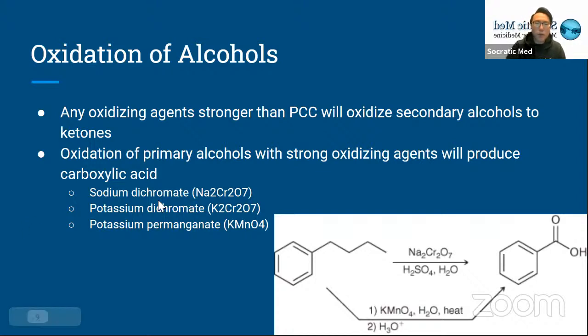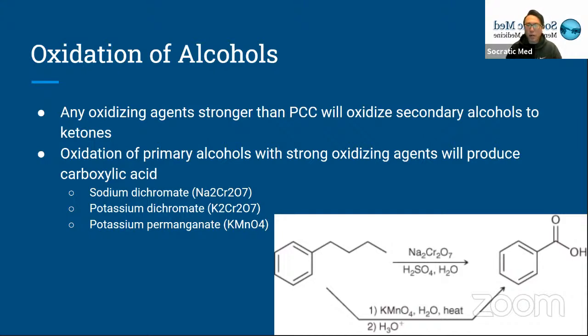So just a few oxidizing agents that you might encounter on the MCAT: sodium dichromate, Na2Cr2O7, and then also potassium dichromate, K2Cr2O7, and lastly, potassium permanganate, KMnO4. So these are all strong oxidizing agents that can oxidize secondary alcohols to ketones, similar to PCC.